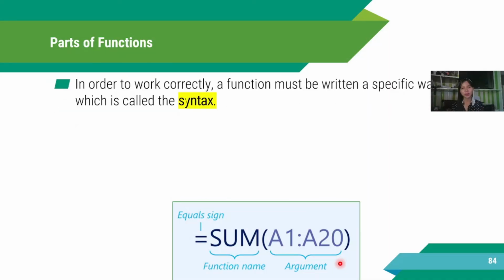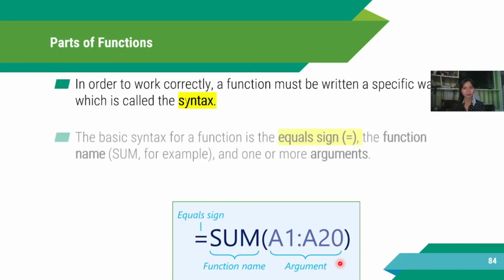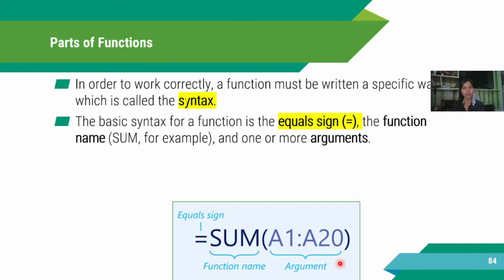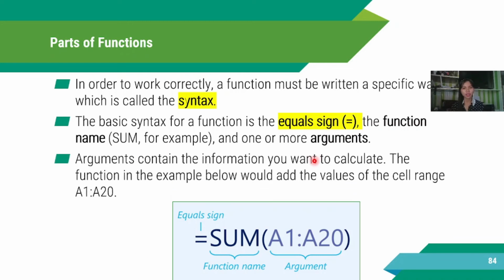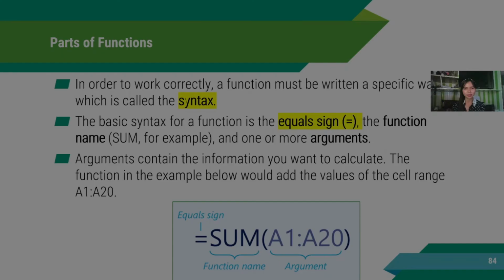In order to work correctly, a function must be written in a specific way, which is called the syntax. The basic syntax for a function is the equal sign, of course. Do not forget the equal sign, and the function name, for example SUM, and one or more arguments. Arguments contain the information you want to calculate. The function in the example below would add the values of cell range A1 to A20: equal sign, then function name, and then the argument A1 to A20.